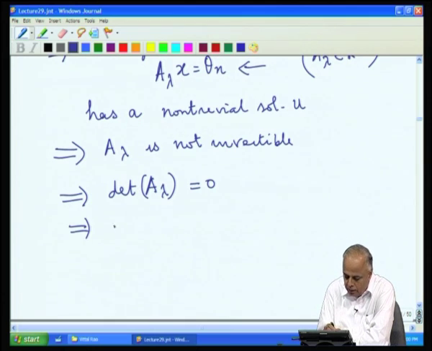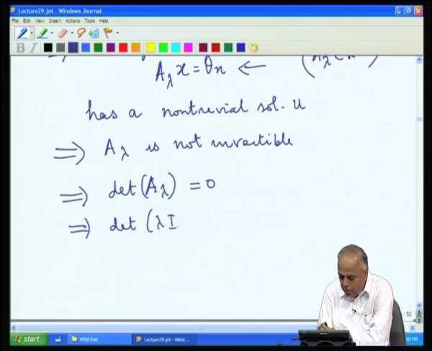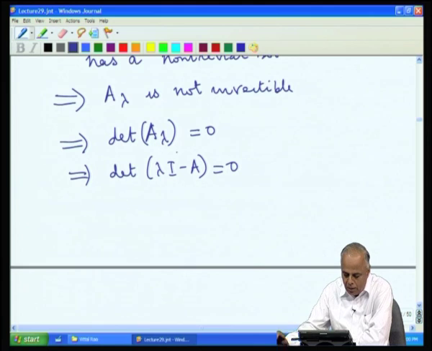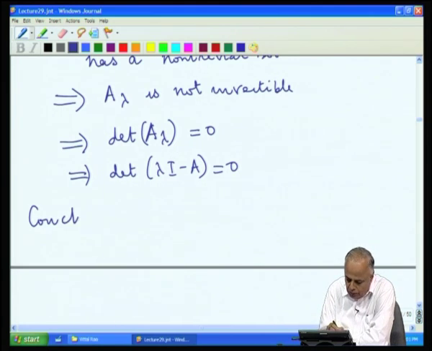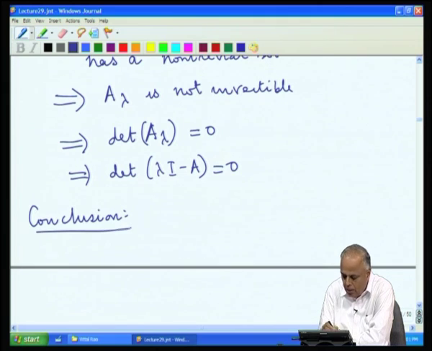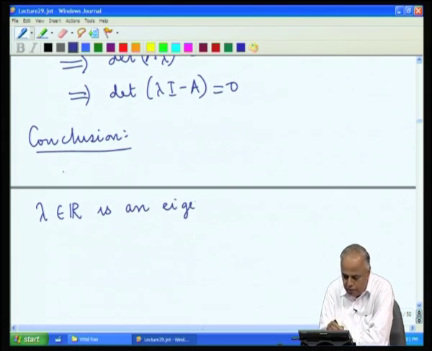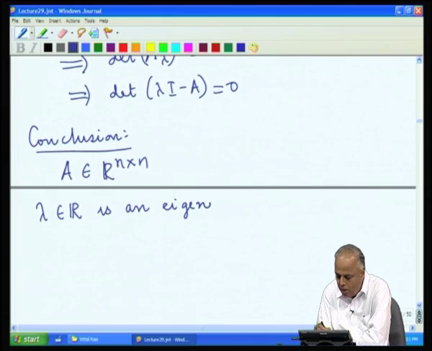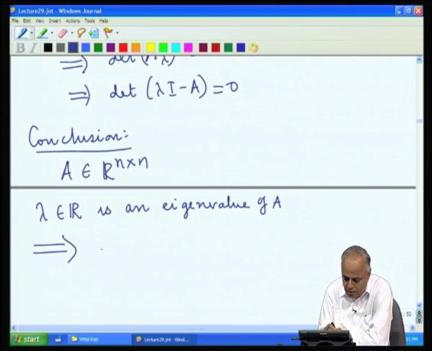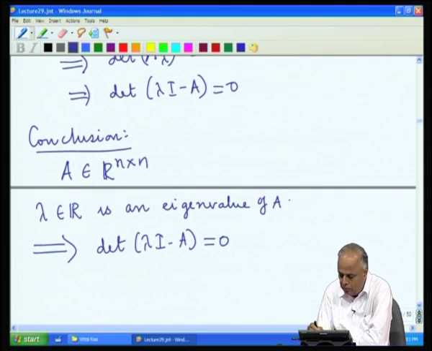So, let us write it. A lambda was defined to be lambda I minus A. So, what is the conclusion that we have got? The conclusion is that if lambda belonging to R is an eigenvalue of A, where A is an n by n real matrix, then the determinant of lambda I minus A must be equal to 0.